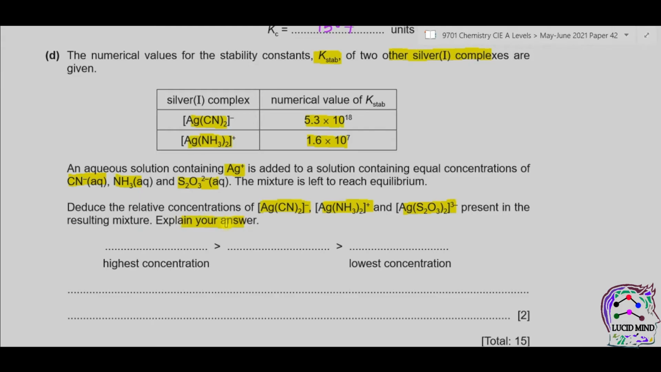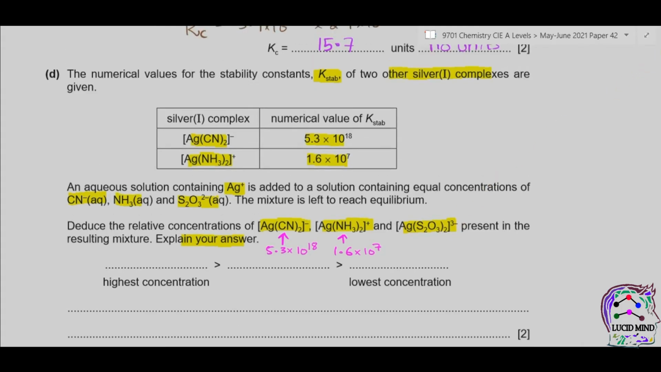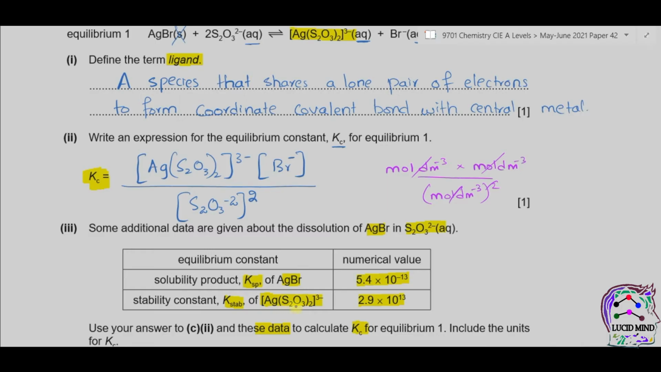Explain your answer. Now they have given the numerical values K stability for these. First one is [Ag(CN)2]-. For this the value is 5.3 exponential 18. Then we have [Ag(NH3)2]+. For this one the value is 1.6 exponential 7. Third one [Ag(S2O3)2]3-. The value of K stability is given, it is 2.9 exponential 13.